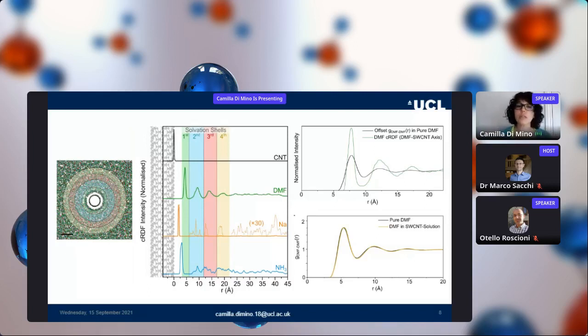Once we go into the bulk, the yellow region far away from the nanotube, where we assume there is little or no influence from the carbon nanotube, we see that the DMF-DMF structure is more or less the same as bulk DMF. Apart from a small shift, which is probably due to the excluded volume effect, because carbon nanotubes in solution are quite big, so they occupy space.